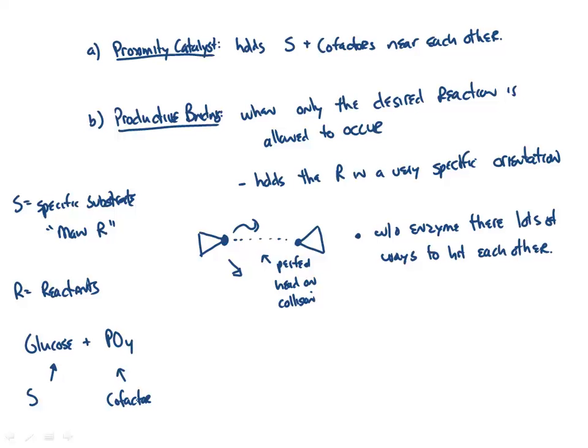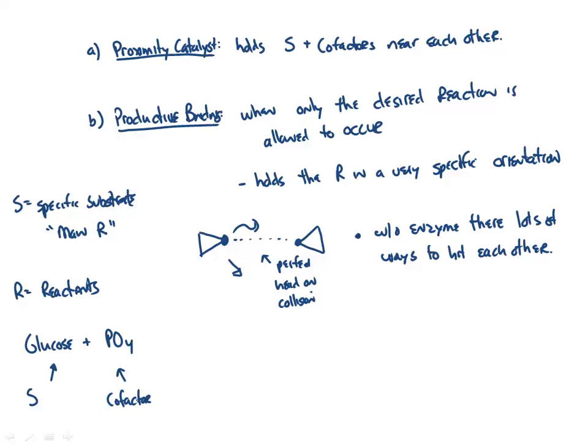Jasmine? So is that why when you increase temperature, the possible proximity catalyst for productive binding increases as well? It's because the molecules are moving faster? Kind of and kind of not.